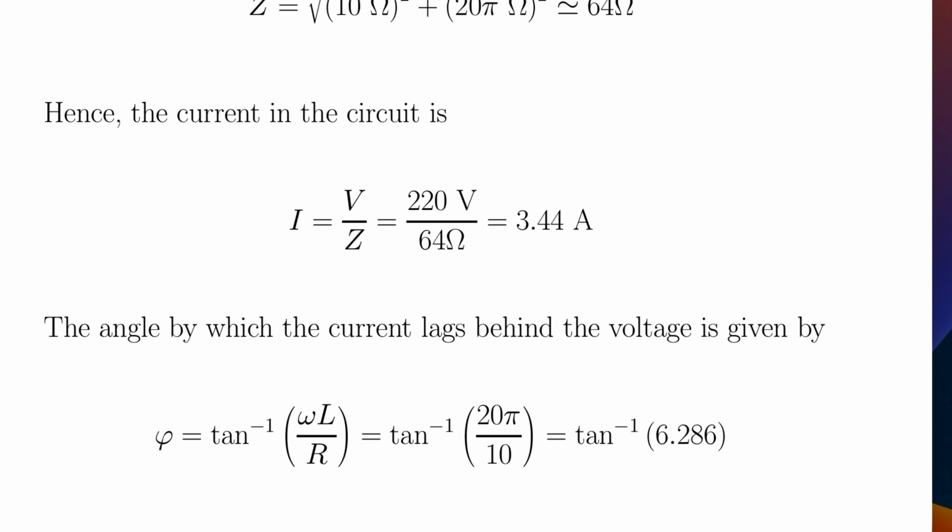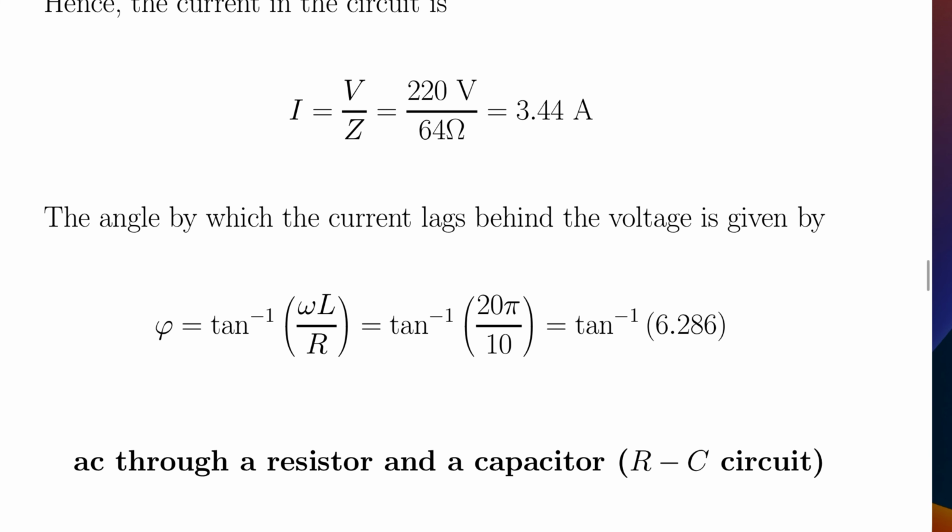Tan inverse omega L का वैल्यू कितना होगा 20 पाई. देख लीजिए आप. R is 10 ohm. So this is tan inverse 6.286 and this gives you the value of the angle by which the current lags behind the voltage. The value can be found, the angle can be found using a log table.